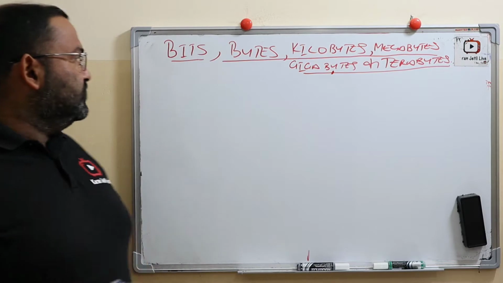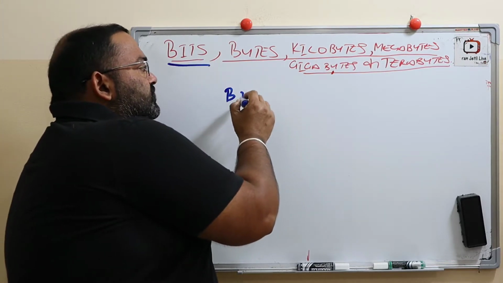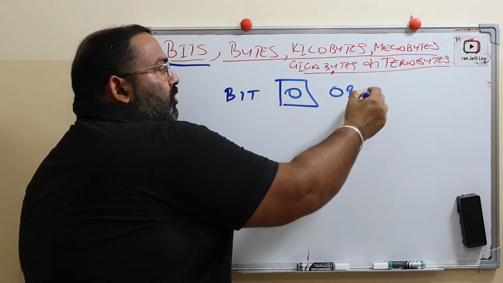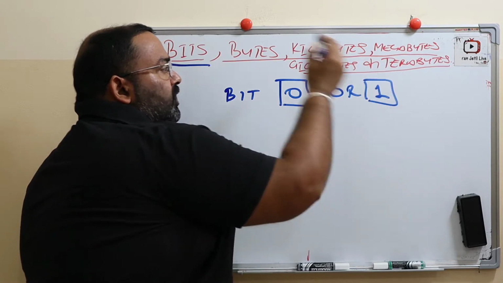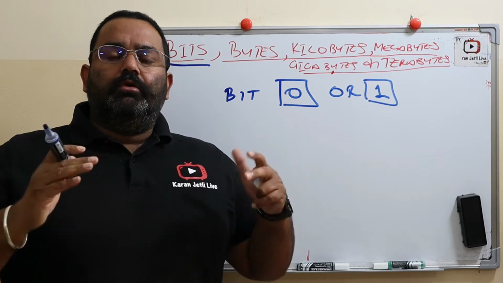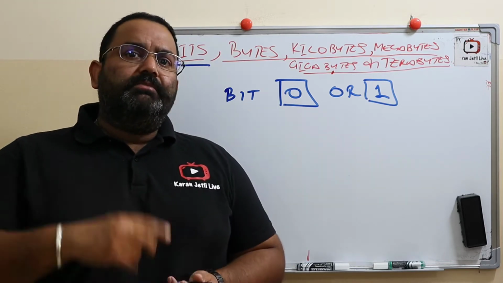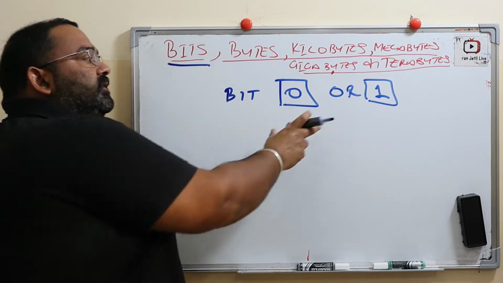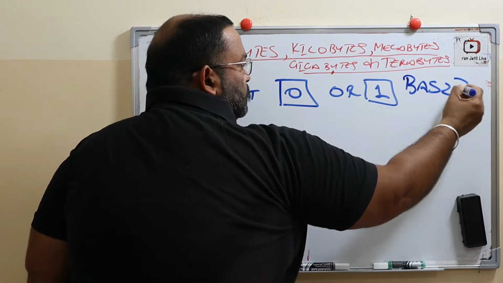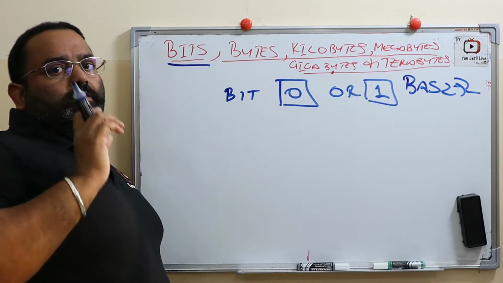So guys, the first thing which comes is a bit. So what is a bit? Bit is a binary value which can either be 0 or it can be 1. Now you know computers, they work on binary number system. So binary means 2. The base of computer number system is 2. Okay, so what is a bit? So bit can represent either 0 or 1.